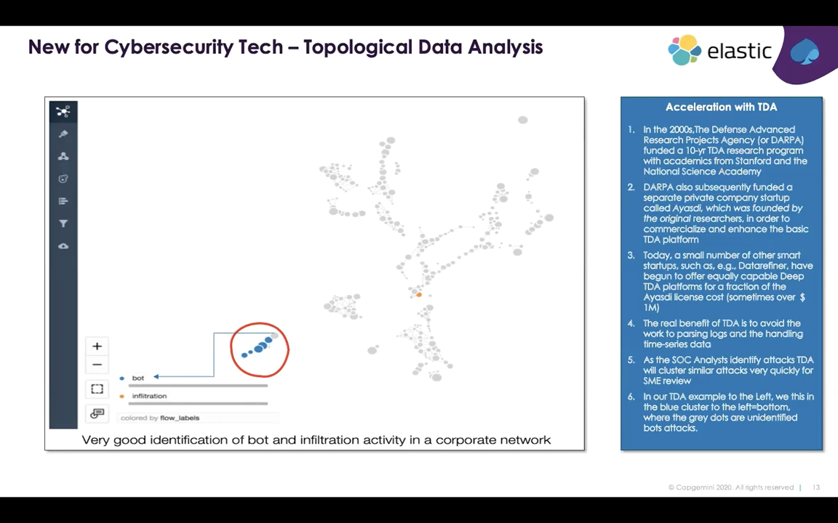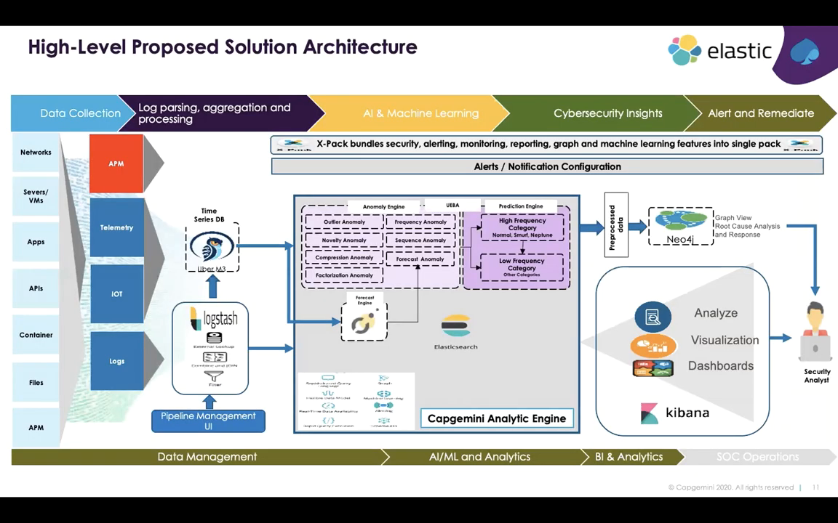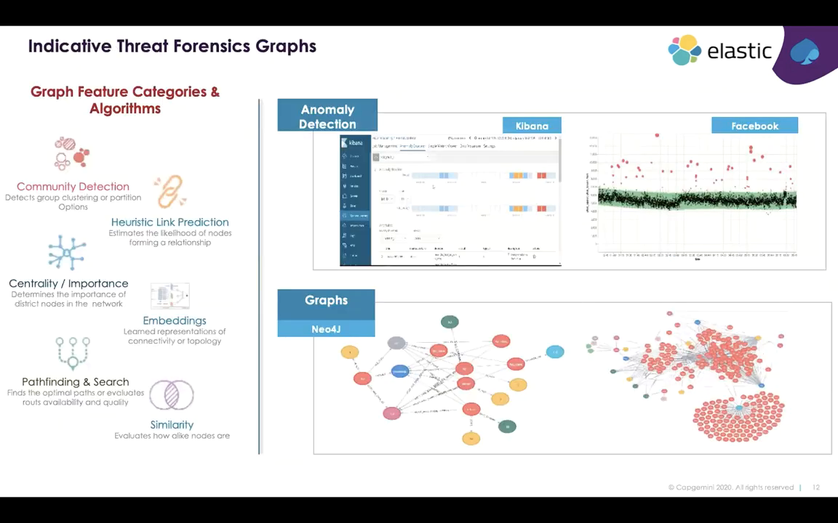I'm going to turn it over to Ruben to talk about the red box here, the APM, which is basically application monitoring data coming from these systems and how it gets used in cybersecurity analytics. Ruben, over to you.